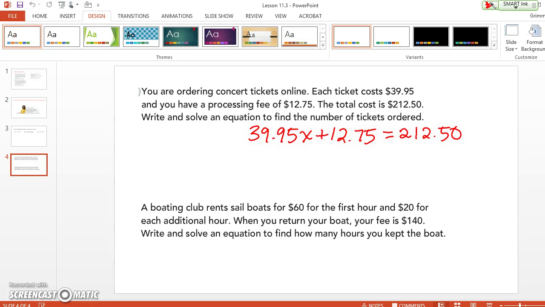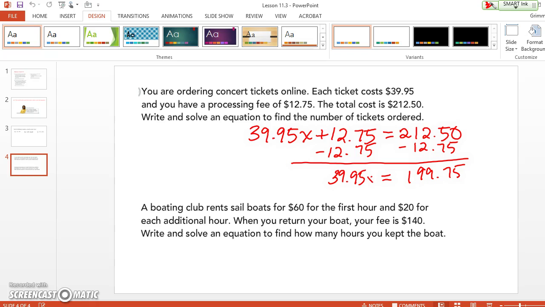Okay, so then to solve it, I need to be able to subtract $12.75 from both sides. Help me with the math here. What's that when I subtract it? All right, and then I get $39.95 x, because basically what does this number right here represent, the $199? Very good, just tickets. So then I divide by this, and what will that answer give me? 5. Okay, and what does that mean? 5 tickets. 5 tickets, good. Okay, questions on that one? Anything I can help with?